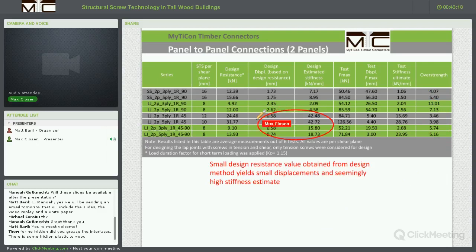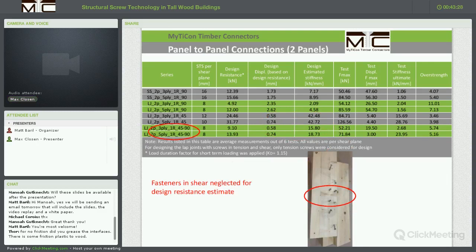Again, we see small displacements following our design approach, and therefore rather high stiffnesses in our estimate. For the 45 and 90 degree screw arrangements where the fasteners are combined, we have entirely neglected the 90 degree screws. So for our design and the load transfer, we only assumed the fasteners in tension and compression here, which are fully threaded wood screws, to be active in load transmission.